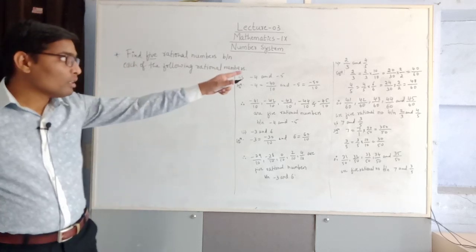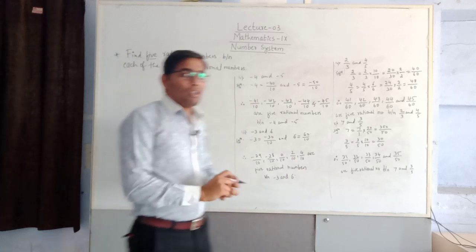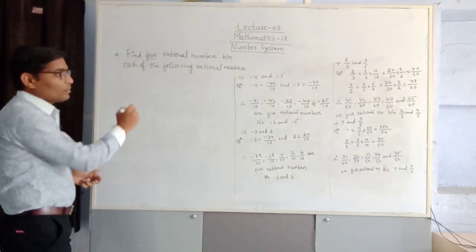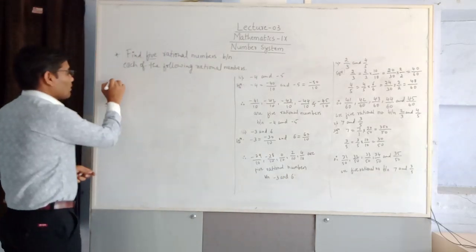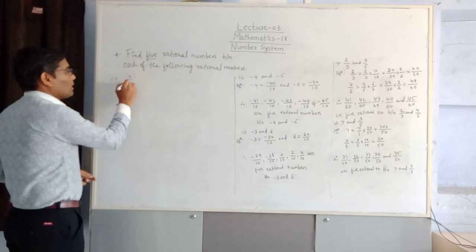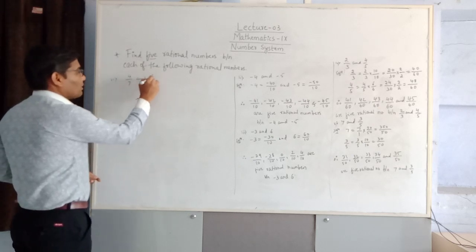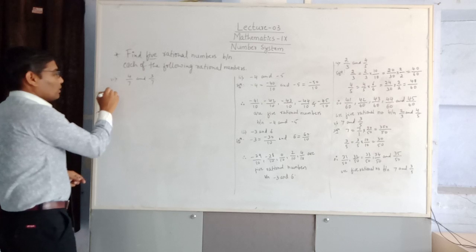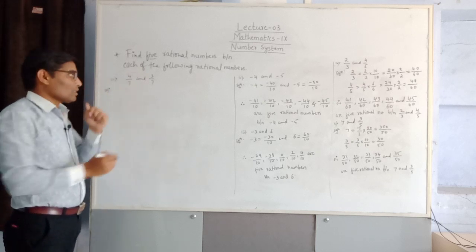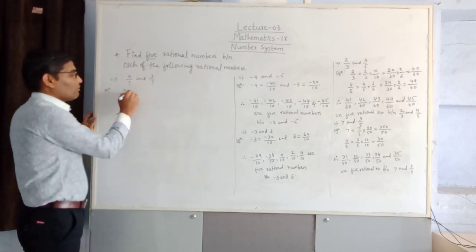There we have discussed when the denominators are different, and when denominators are the same. That is problem number 6: 4 by 7 and 3 by 7. How to find out? Very simple. Find 5 rational numbers. We can convert very easily.